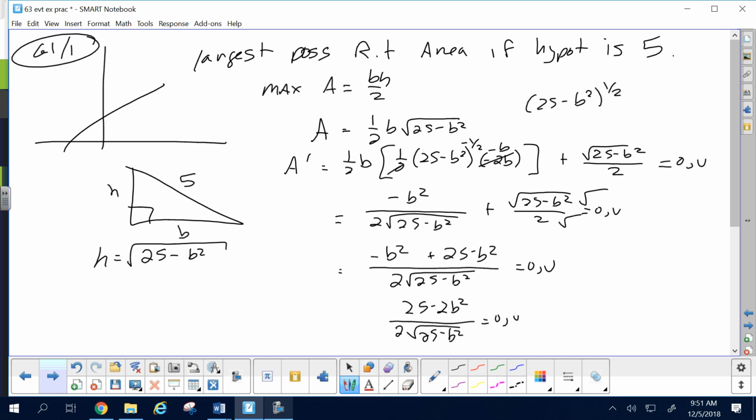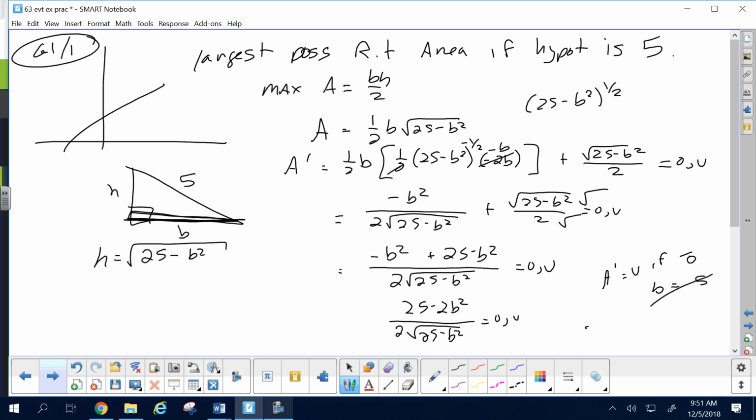Now, certainly A prime is undefined if the denominator is 0, and so that would be at b equal what? What will cause the denominator to be 0? 5. Okay, but can b be 5? No, you wouldn't get a right triangle then. Okay, that would basically mean this triangle has to approach just flat. So that's actually a minimum area.